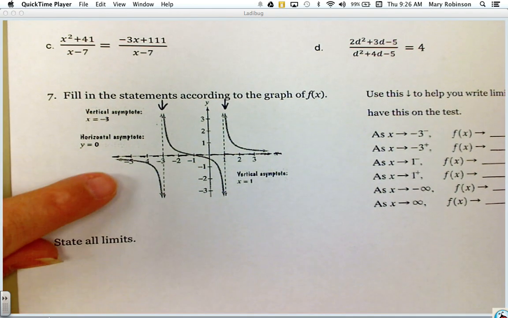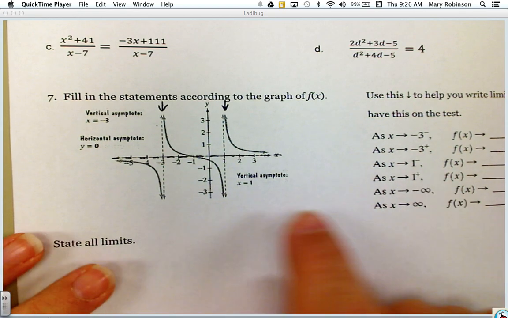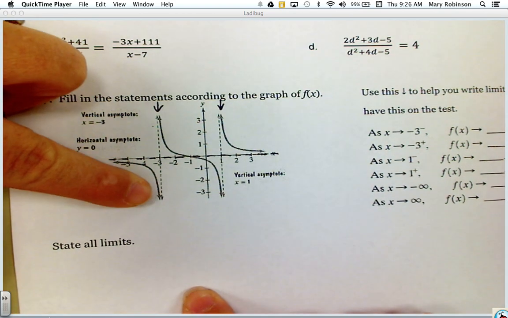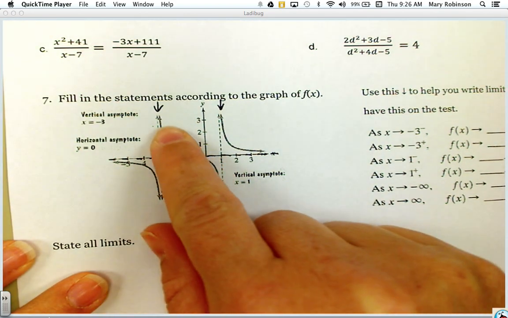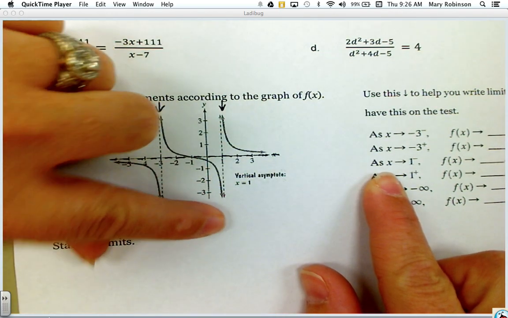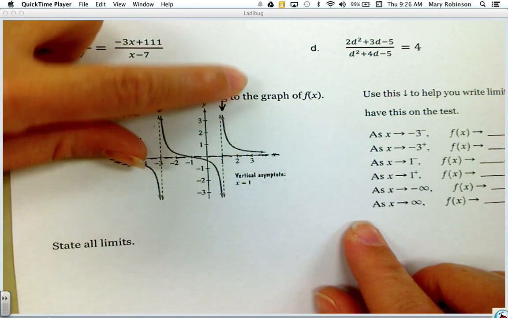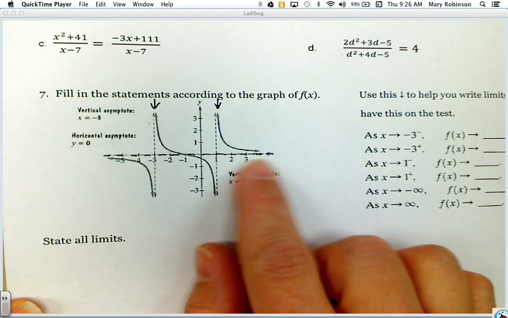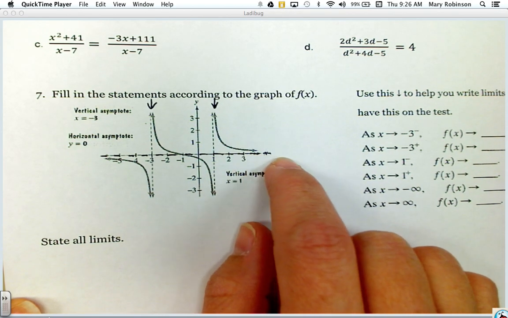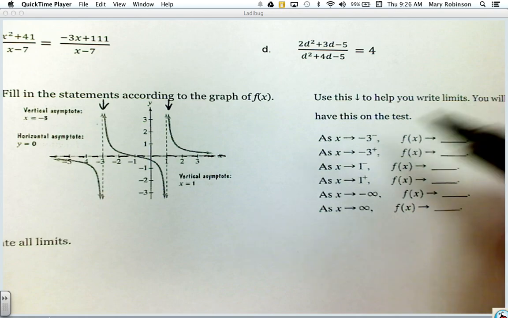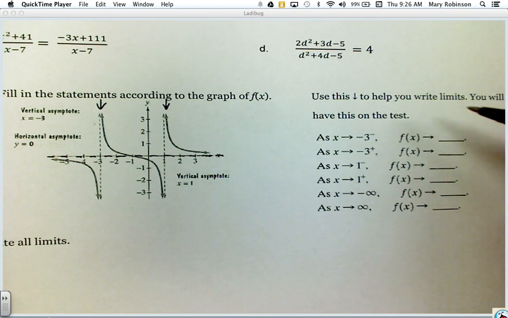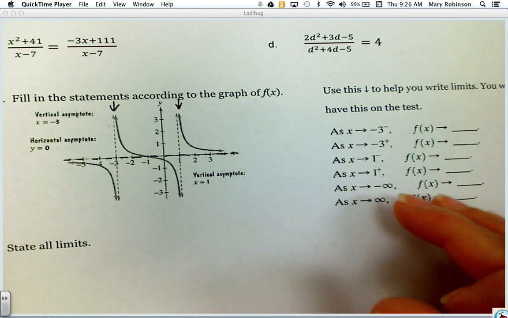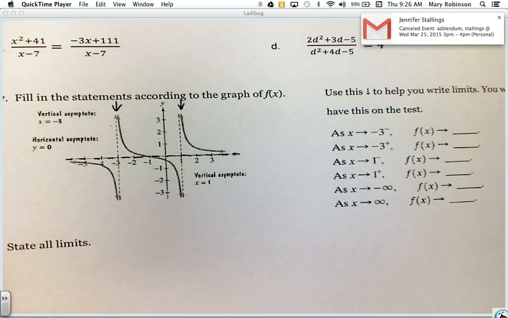So notice what we're going to do is talk about, with these limits, that the graph is going left forever here, and it's going down forever here, and it's going up forever here, and down forever here, and here, up forever, and here, right forever, towards, well, we'll talk about that, but towards 0. So this is going to help you write your limits, but you will not have this on the test, meaning you'll have to state all of your limits by having this as an understanding of what it is you're trying to find.